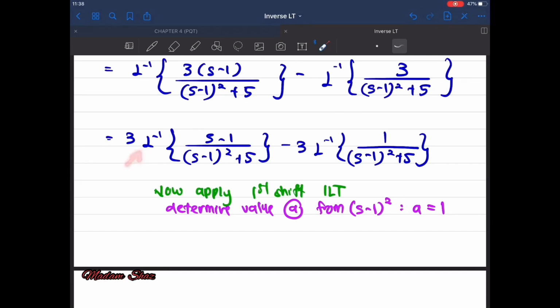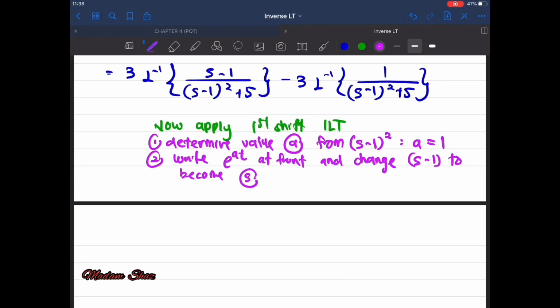So step number 2, you have to write the exponent at the front of the Laplace inverse, and then we have to change s minus 1 to become s. So therefore, 3 exponent t Laplace inverse, s minus 1 at the upper side will become s, divided by s minus 1 square at the bottom side will become s square plus 5.